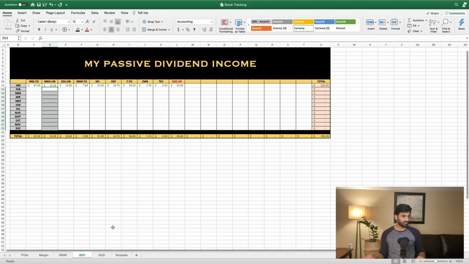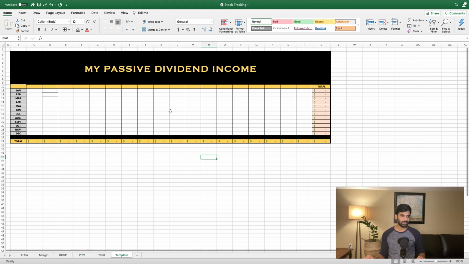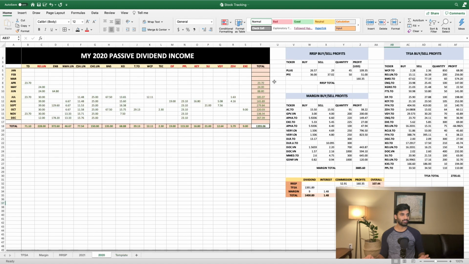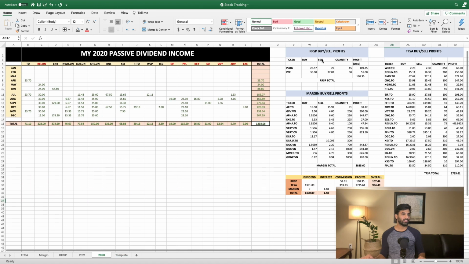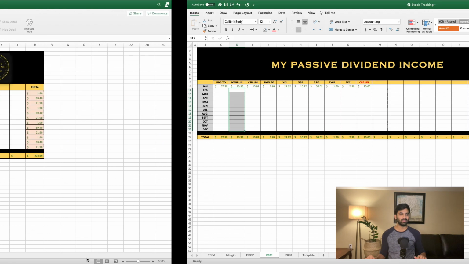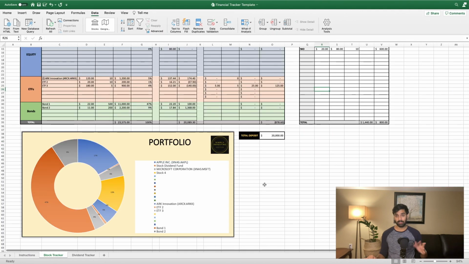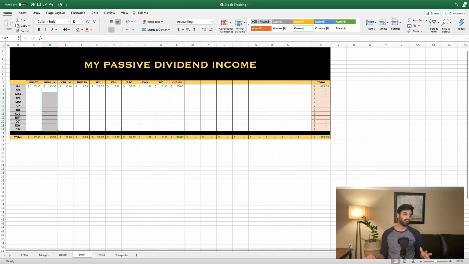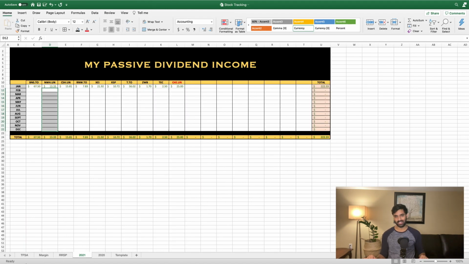And so again, if you see, this is my own personal stock tracking Excel worksheet. So I have a bit of a template where I just copy and paste this every single year. This is how it started in 2020, and I just had my dividends and my capital gains and losses. And obviously I've come a far way, as you can see with this financial tracker. This is the template I would be using from here on. And I'm just going to update that for all my RSP, margin, and TFSA accounts.